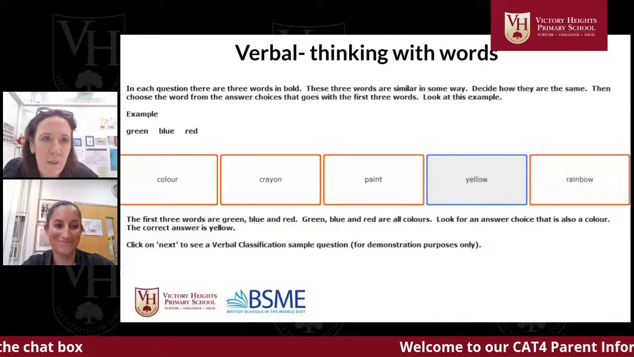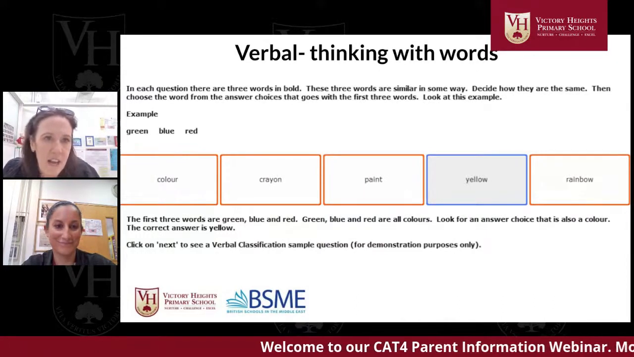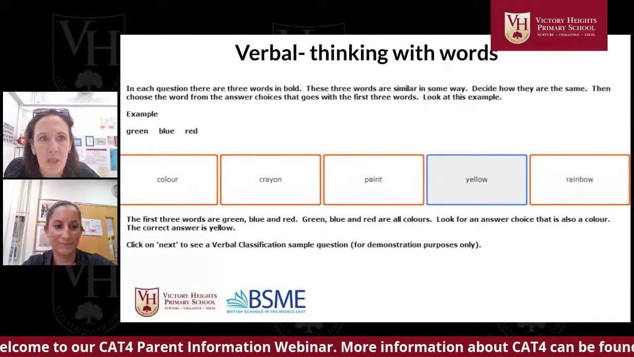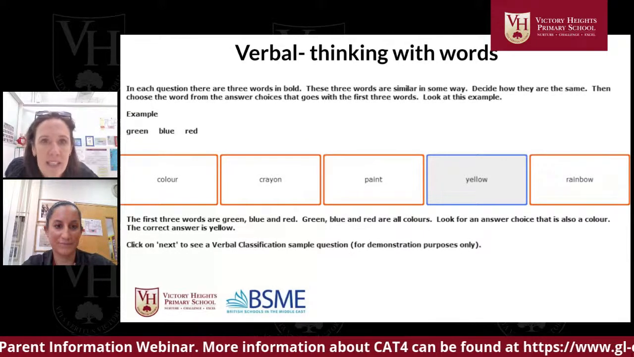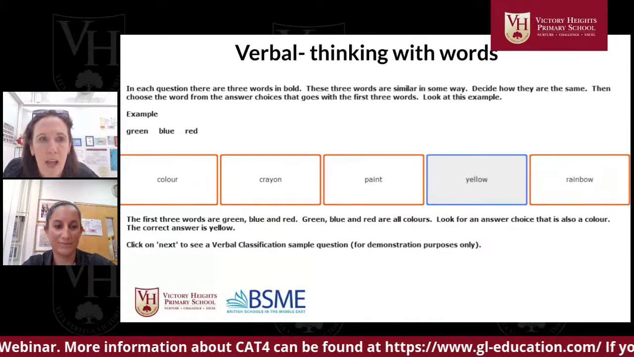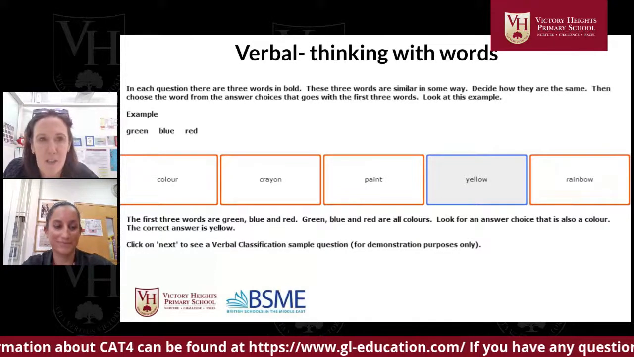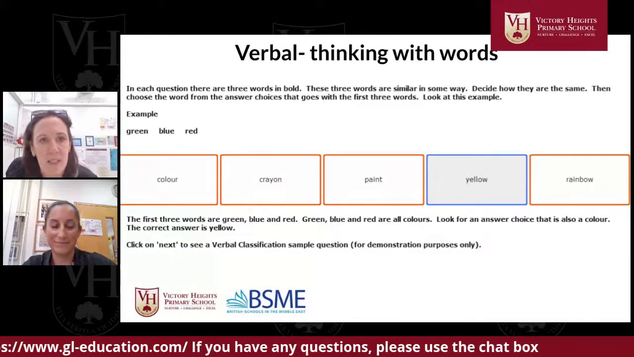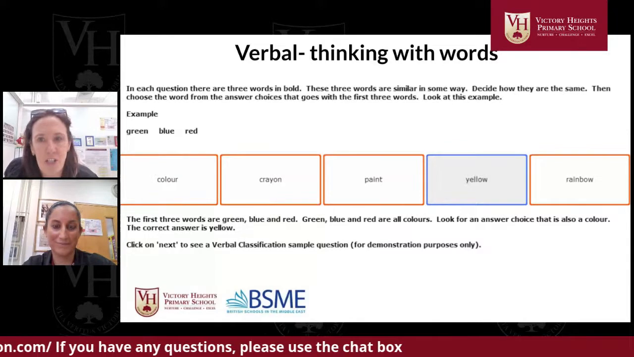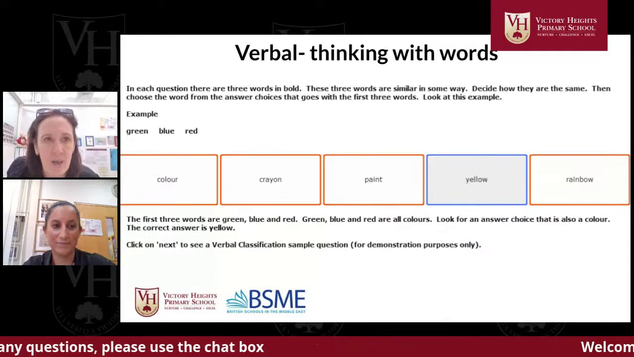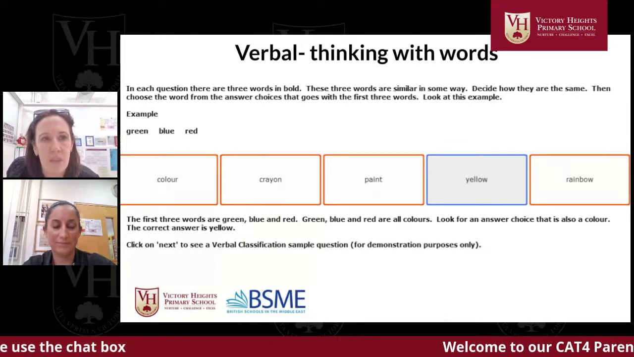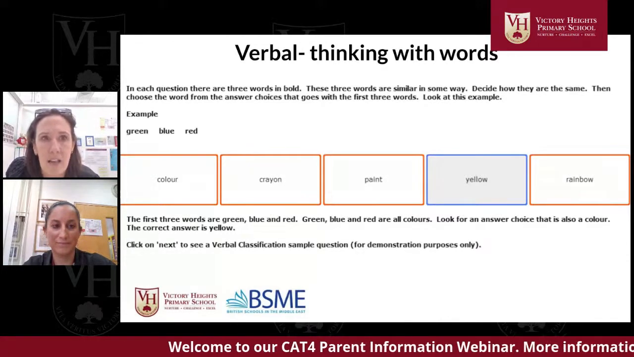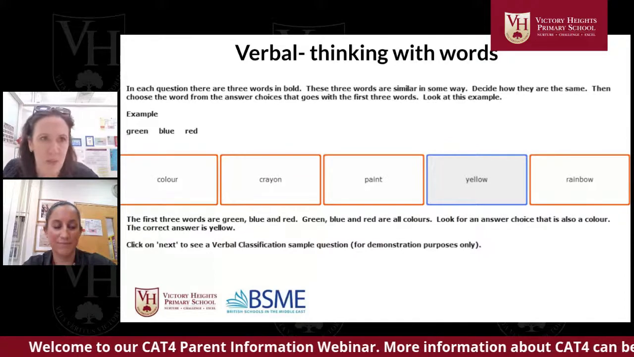You've got green, blue, and red, and then the children have to decide which would be the word that would go with those words. So you've got colour, crayon, paint, yellow, and rainbow. Now that's quite tricky. Children might think, well, they're all colours, or they could be crayons, but actually the correct answer there would be yellow. And you could imagine a child where English isn't their first language, that could cause some issues, or would explain why a result would be lower in the verbal area. Anything there to add, Miss Michelle?